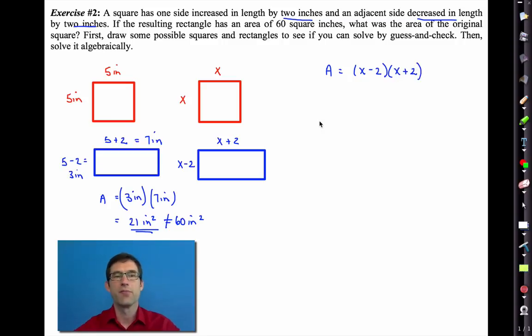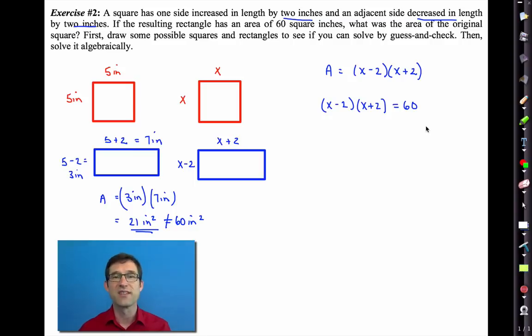What we really did was 5 plus 2 and 5 minus 2, but in this case, x minus 2 and x plus 2. And what did we know? We knew that x minus 2 times x plus 2, that new rectangle, has to have an area that's equal to 60. Now again, just as in the last problem, I want to emphasize something.